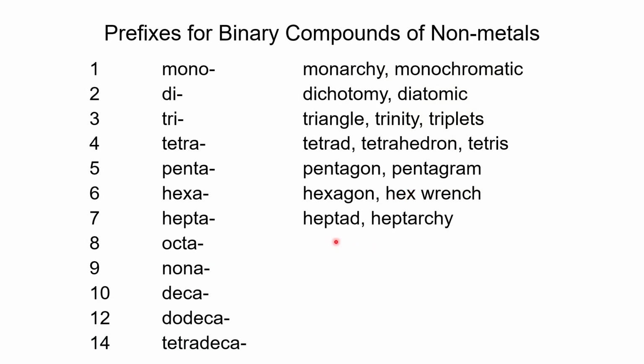A heptad is a 7-part ruling body. You don't run into that one very often. Heptarchy, that is. I'm sorry, heptad is something in 7 parts. A heptarchy is a 7-part ruling body. And I don't know of any 7-part ruling bodies.